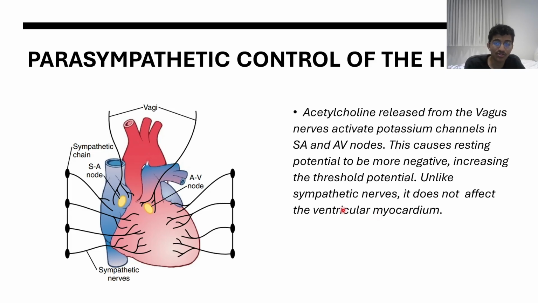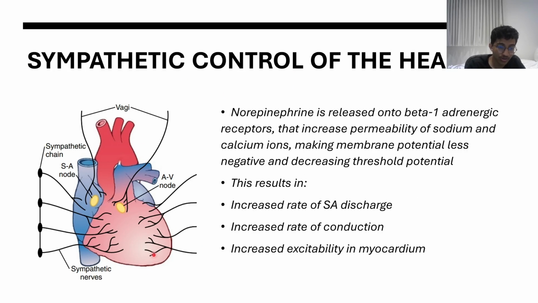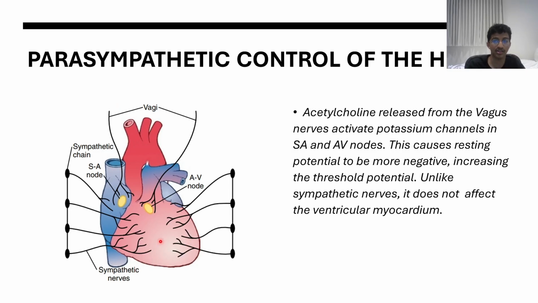The parasympathetic control, the vagus nerve controls this mechanism. It releases acetylcholine, which activates potassium channels in the SA node and AV node. Little note, it does not affect the cardiac muscle. It only affects the nodes in terms of parasympathetic control. Sympathetic control, however, if you notice the nerve fibers going all the way into the muscle wall, so it does affect the muscle wall in sympathetic control, but not in parasympathetic control.